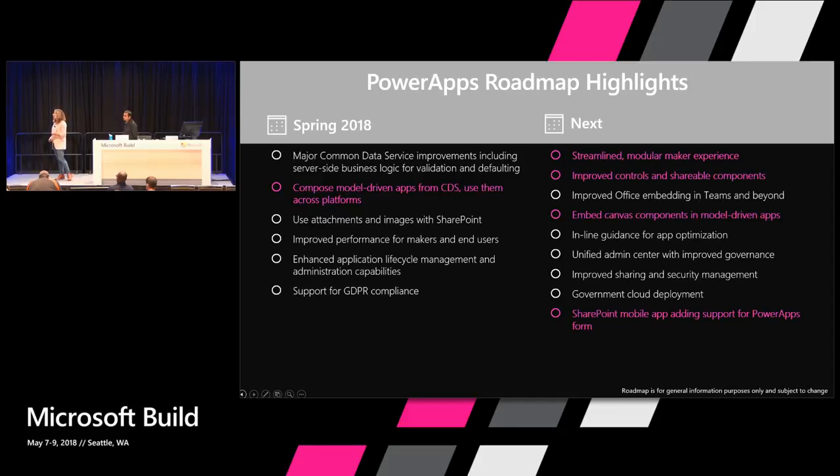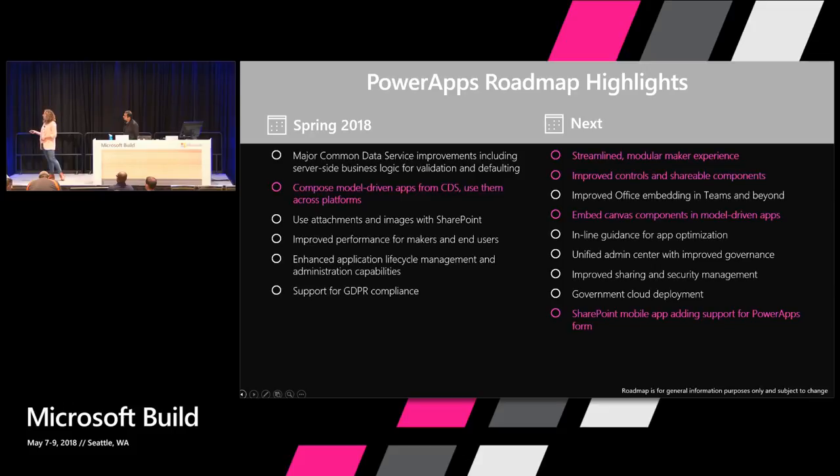And next on our roadmap is improving our authoring and maker experience to make it a little more streamlined and intuitive. Something that this audience may be interested in is improving the controls and the ability to share components across apps. That'll enormously help you recreate things that you've already done, or not recreate things you've already done. We'll also be able to embed Canvas components in those model-driven apps to bring in that richness of data sources.